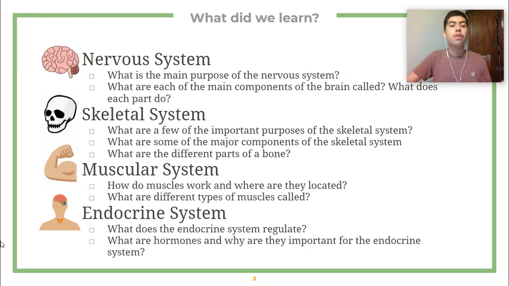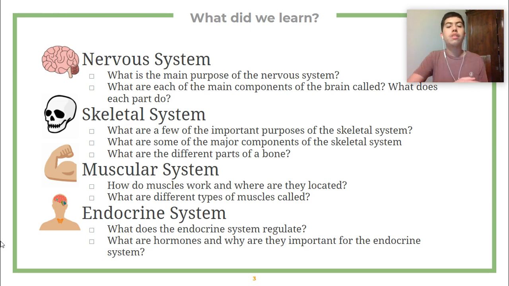So we started off with the nervous system, and some main questions that you should be able to answer are: what is the main purpose of the nervous system? What are each of the main components of the brain called? What does each part do? And then we have the skeletal system. What are a few of the important processes of the skeletal system? What are some of the major components of the skeletal system? And what are different parts of a bone?